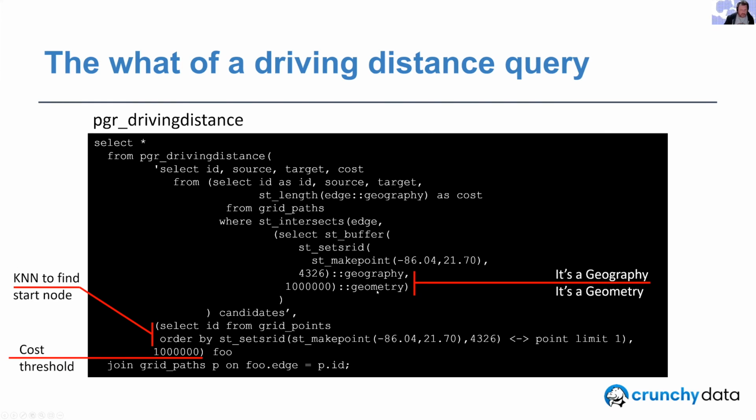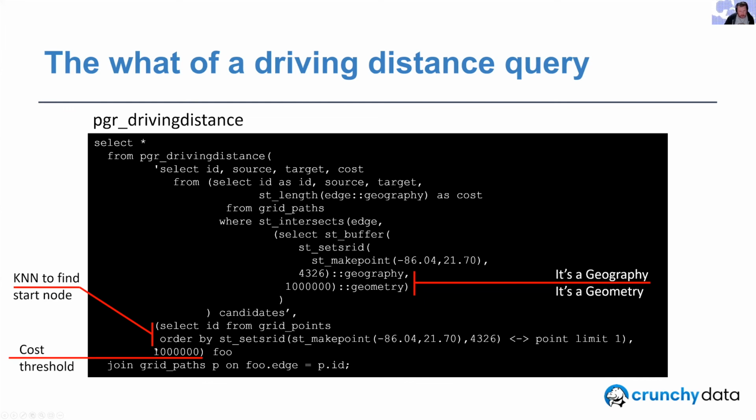This lets me continue working in geometry space for everything else I'm doing, so that it actually works with everything, but do the calculations on the distance as a metric distance. Everything else in here is what you expect, what you saw before. I'm getting the ID, source, target. I'm doing the length as a cost. I'm not actually asking for the geometry back here because it doesn't use it.